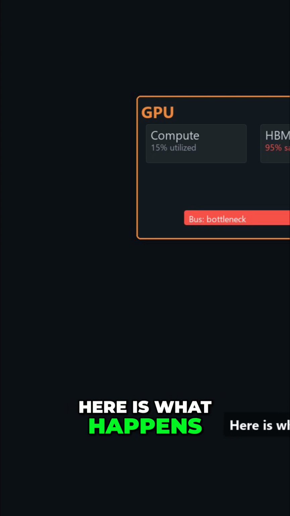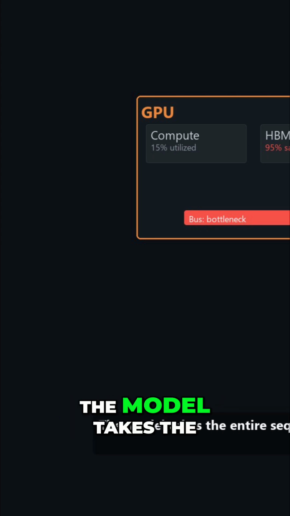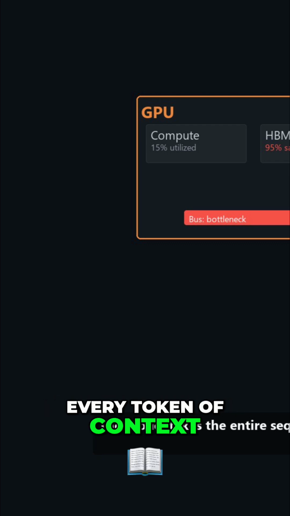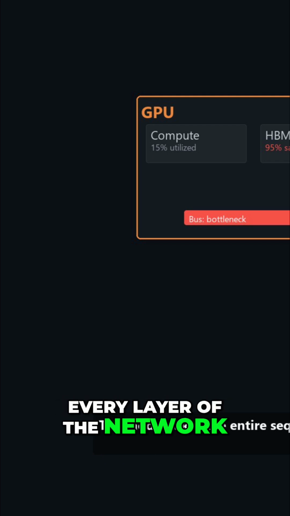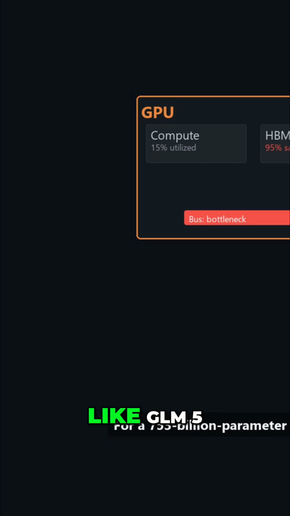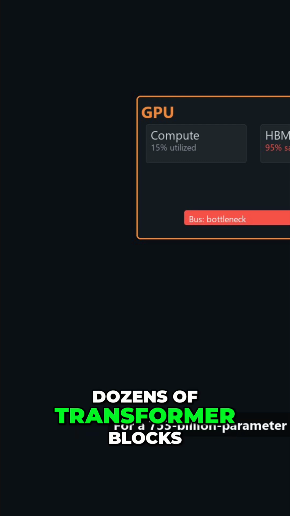Here is what happens when a language model produces a single token. The model takes the entire sequence so far, every token of context plus every token it has already generated, and feeds it through every layer of the network. For a 753 billion parameter model like GLM5, the activations flow through dozens of transformer blocks.